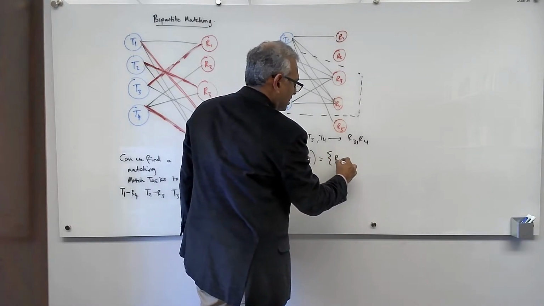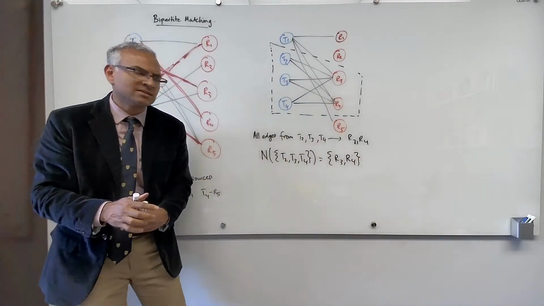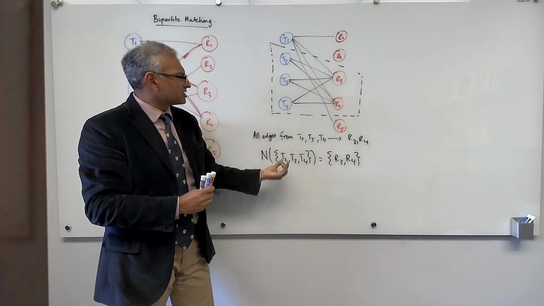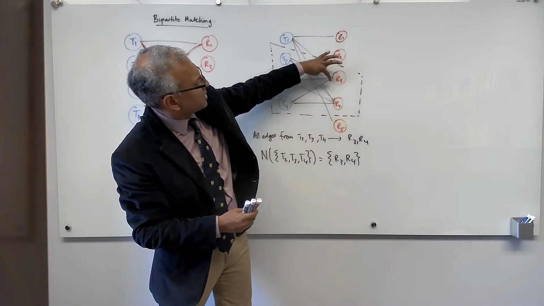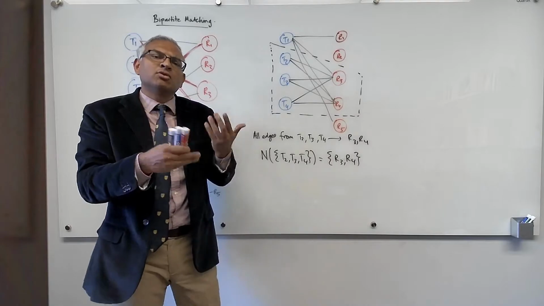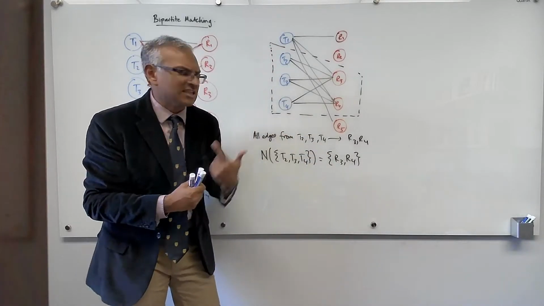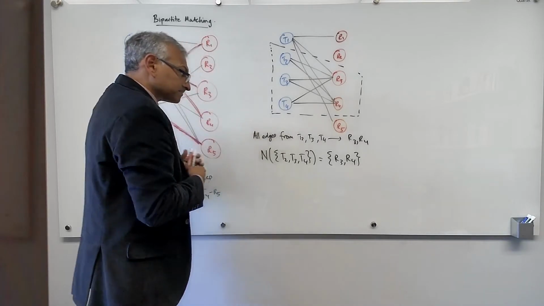So we say that the neighborhood of the set of vertices T2, T3, T4 is exactly the set of vertices R3, R4. You can talk about the neighborhood of one vertex, or of a set. The neighborhood of T1 is R1, R3, R4, R5. The neighborhood of T2 is R3, R4. So the neighborhood for a single vertex is just: who am I connected to? Who are my neighbors in this graph?